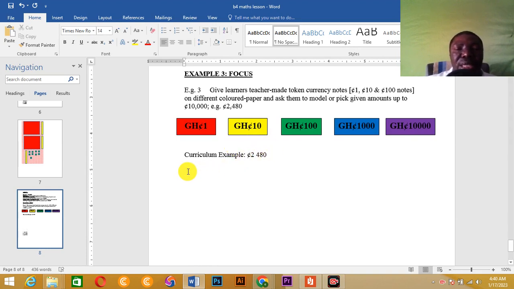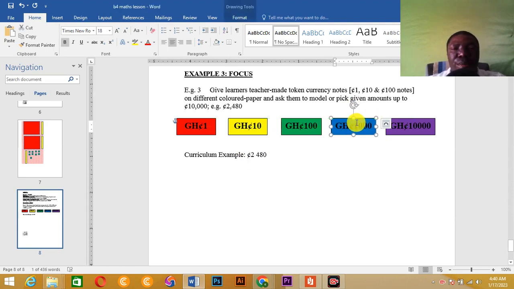So we are going to model 2,480. With this 2,480, we don't have any token currency that represents 2,000. We have one that represents 1,000. So we need 2 of the thousands, which is blue. So we need 2 blues. With this one, I need 2 of the blue.